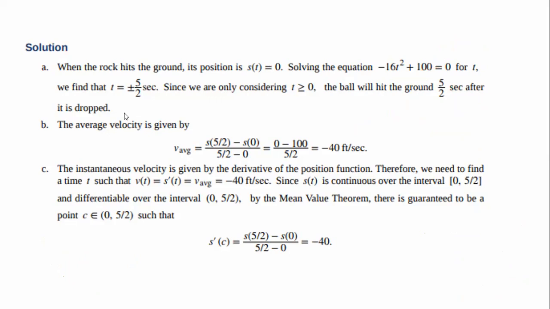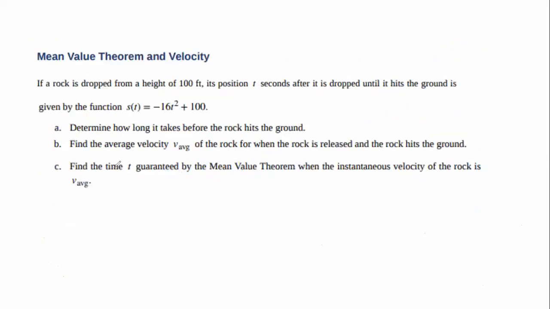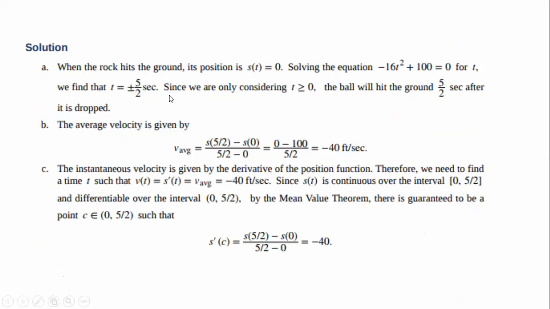Now moving towards part number C. Now I have to find the time guaranteed by the mean value theorem when the instantaneous velocity of the rock is equal to the average velocity. Okay, so I have to find the time. The instantaneous velocity is given by the derivative of the position function, that is the derivative of s of t. Therefore, we need to find the value where s derivative of t equals the average, and I found that this value is negative 40.